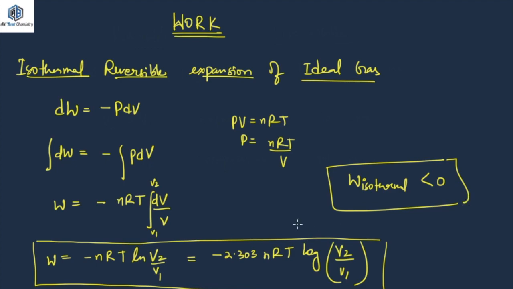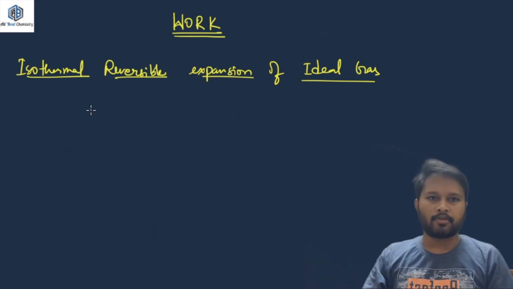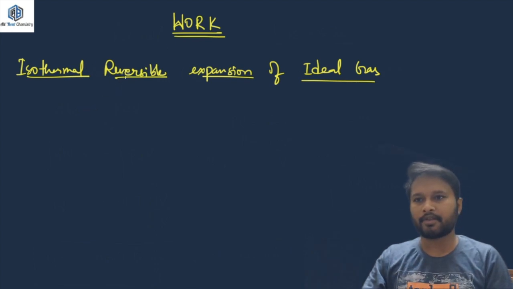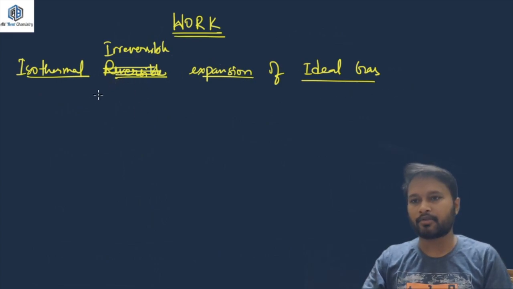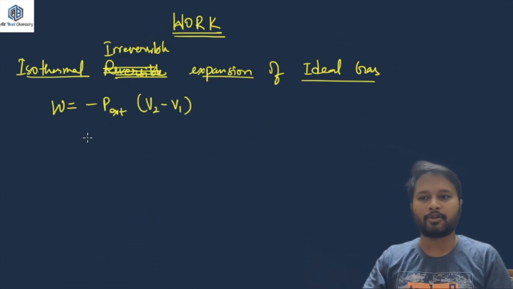All right, so let's talk about the next process in which we have to calculate work done. Let's say that instead of a reversible process, we have an irreversible process. So what will be the work done in the isothermal irreversible expansion of an ideal gas? How are you going to get the equation? Work done will be again the same thing, that is minus P external times V2 minus V1. That's the equation which you will use.